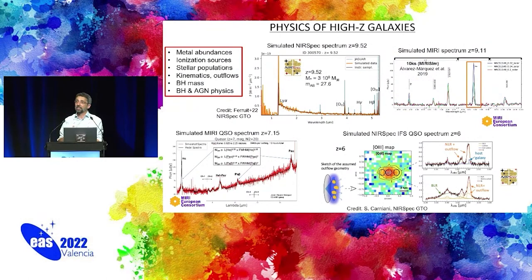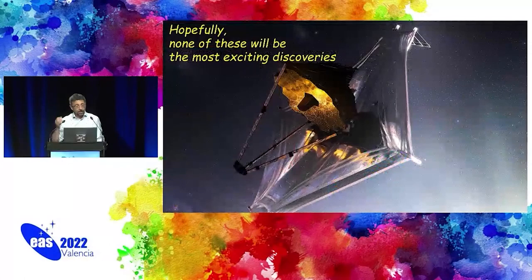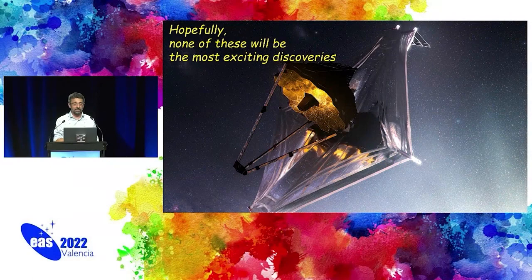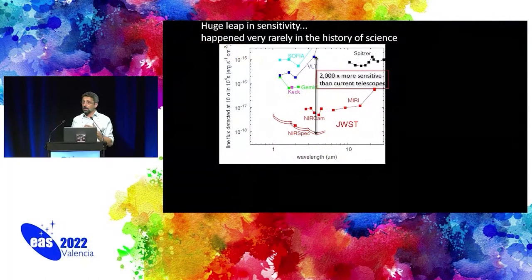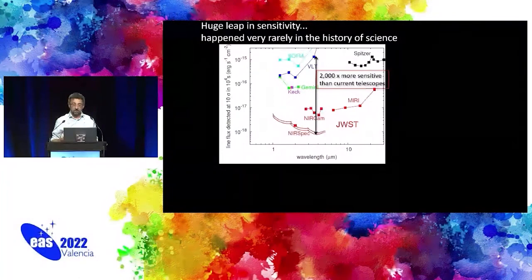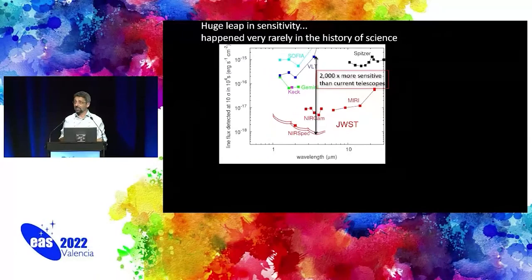And as I mentioned, for many of these distant sources, we will be able to obtain three-dimensional spectroscopic information thanks to the IFS capabilities. And I will conclude by saying that hopefully none of what I've discussed will be the most exciting discoveries with Webb. We have to realize that Webb really enabled a historical leap in sensitivity in some bands by even three orders of magnitude. This has happened very rarely in the history of science.